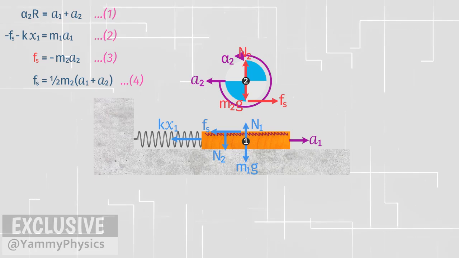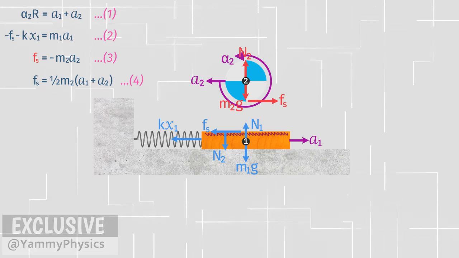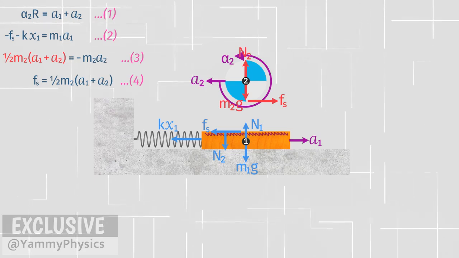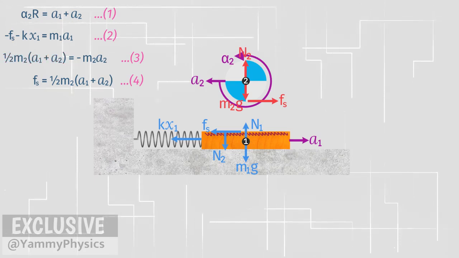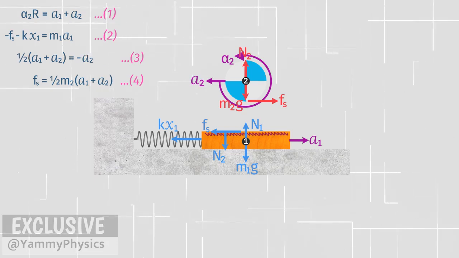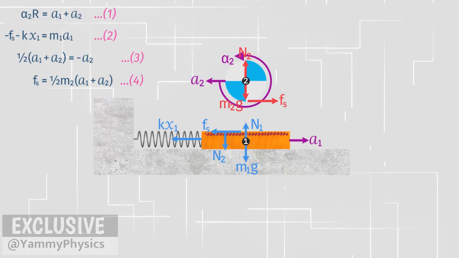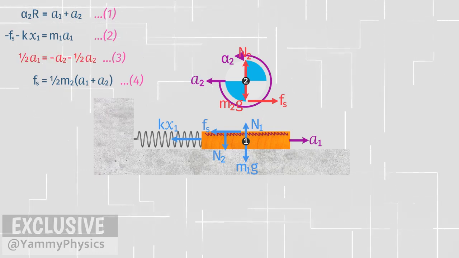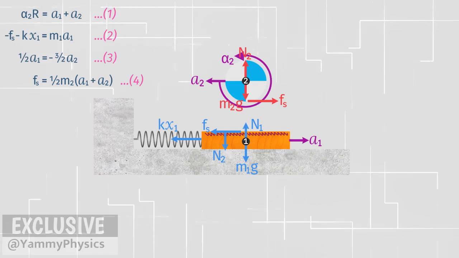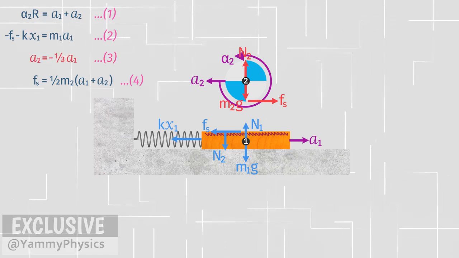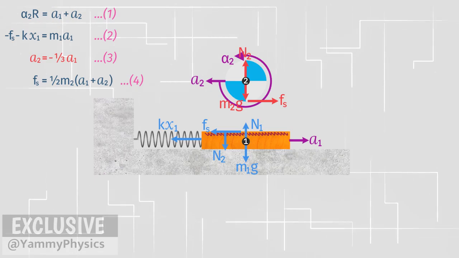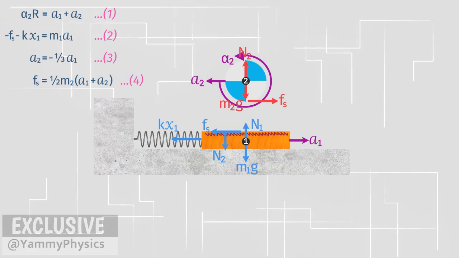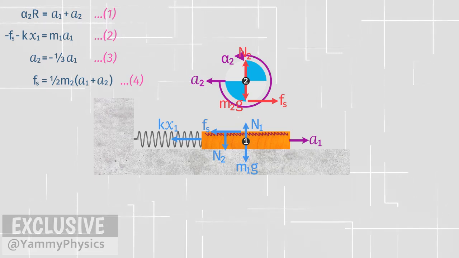In equation 3, the magnitude of Fs is seen. What if we substitute the value of Fs from equation 4 into equation 3? We can cross out m2. Next, arrange the physical quantities based on similar physical quantities. From here, a2 is equal to minus 1/3 a1. Knowing the value of a2, we can calculate the friction force as a function of a1.